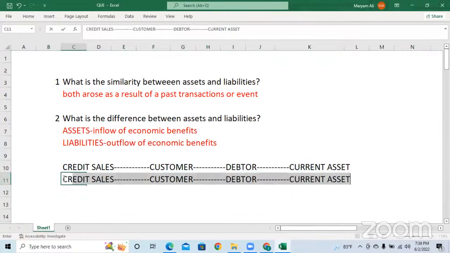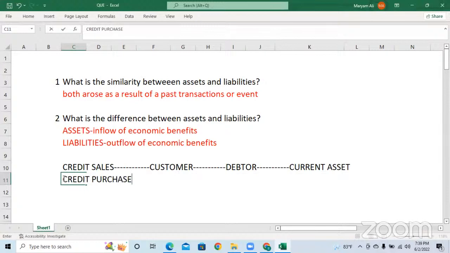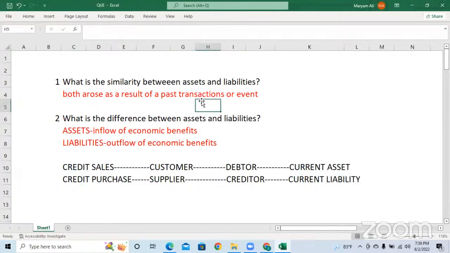When you make a credit purchase, before it was a credit sale. Now, when you make a credit purchase to whom? To the supplier. Whom do you create? You create a creditor. Creditor is a current liability. Now are you all clear? It's a current liability. Write this down, guys.